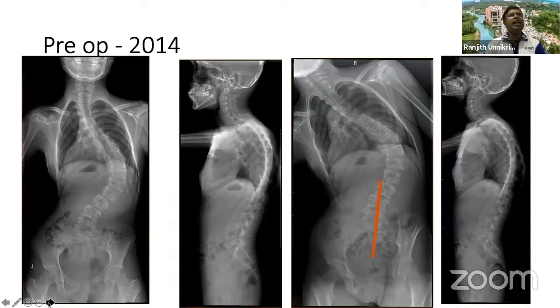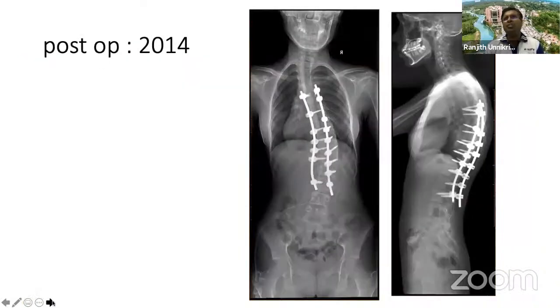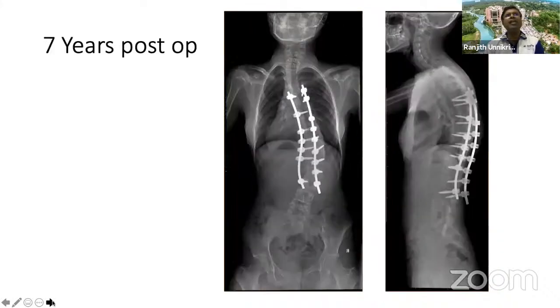So here, I went ahead and did my concave PSF. I was to stop at L3. The residual rotation was fine, less than 1. So I stopped at L3, and this was immediate post-op. I was a bit scared because immediately I saw the discal wedging. I kept on follow-up. This is a 7-year follow-up. You can see the disc wedging, and the distal vertebra is neutrally rotated.